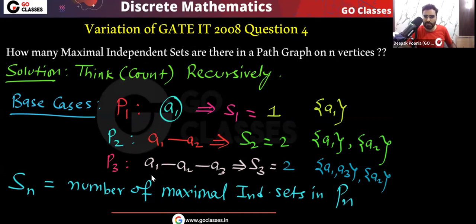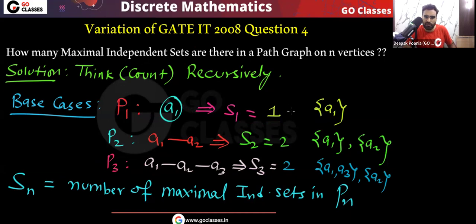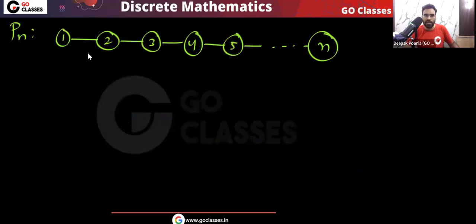So these are the base cases. S1, the number of maximal independent sets in the path graph on one vertex, is 1. S2 is 2. S3 is 2. So for path graph on one vertex, two vertices, three vertices, we can easily find the number of maximal independent sets. Now, what about Pn? In the path graph on n vertices, I want to find Sn.